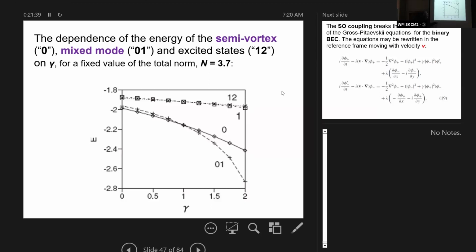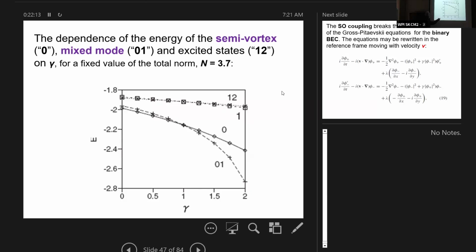So what we see when gamma is smaller than 1, the continuous curve represents the energy of the semi-vortex. It represents the minimum of energy, therefore it is the ground state. Simultaneously, this dashed curve represents the energy of the mixed mode, which is now the excited state. It has larger energy, and therefore actually it's unstable. At gamma equal to 1, the energies become exactly equal. The situation exactly at gamma equal to 1 is more complex. There are some additional stable solutions, but only in this case.